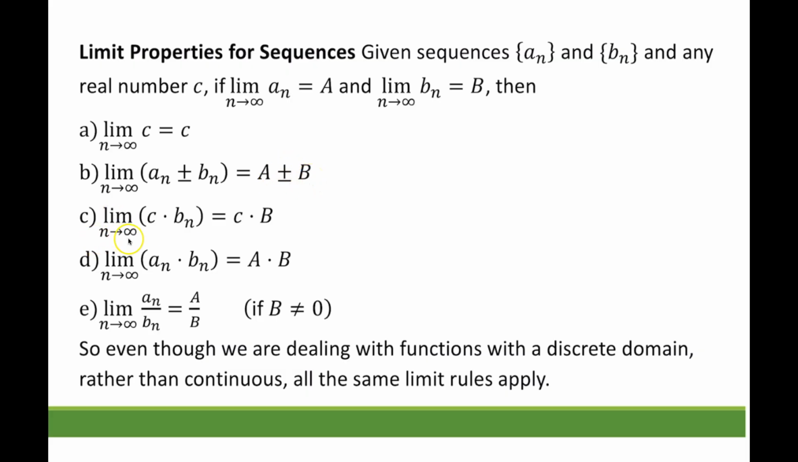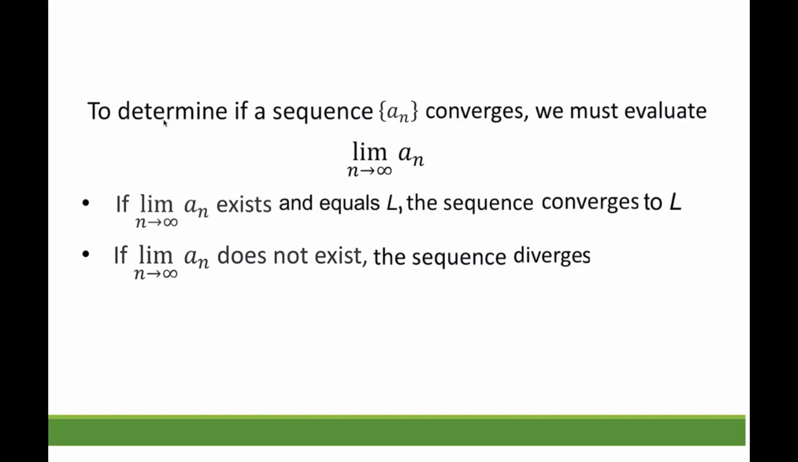The limit as n approaches infinity of c times b sub n is just going to be that constant times the value b. The limit as n approaches infinity of a sub n times b sub n is just a times b, and if we have a quotient, the limit as n approaches infinity of a sub n over b sub n, that is a over b as long as we're not dividing by 0. So again, even though we're dealing with functions with a discrete domain rather than continuous, all the same limit rules apply. Before doing some examples, let's recap.